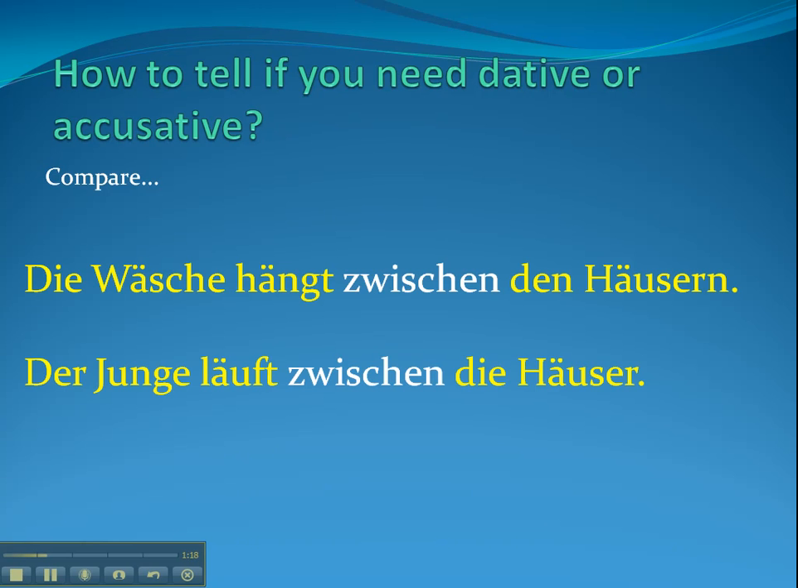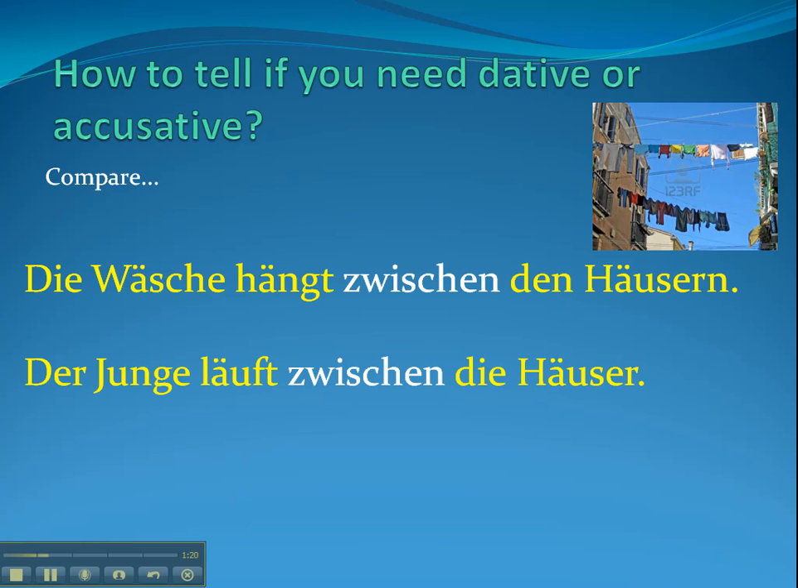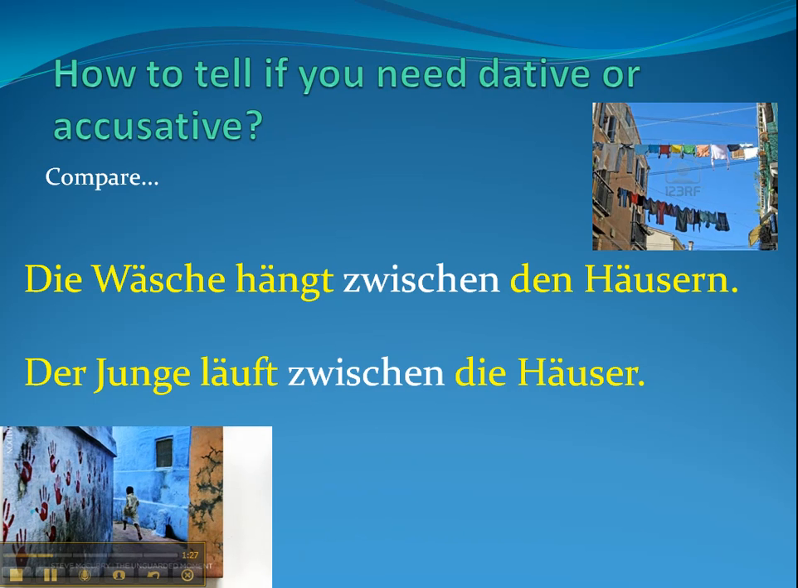Compare these two sentences. Die Wäsche hängt zwischen den Häusern. The washing is hanging between the houses. Versus Der Junge läuft zwischen die Häuser. The boy runs between the houses. Similar. So in each case we have the preposition zwischen. But what's the difference? After zwischen in the first sentence we have den Häusern, the houses, and this is dative case. In the second we have die Häuser, and this one's accusative.